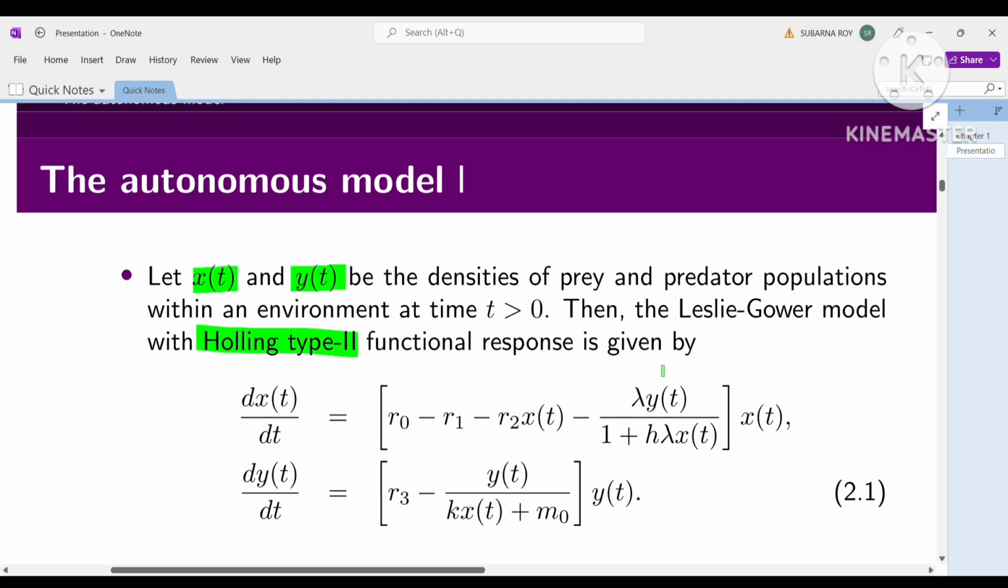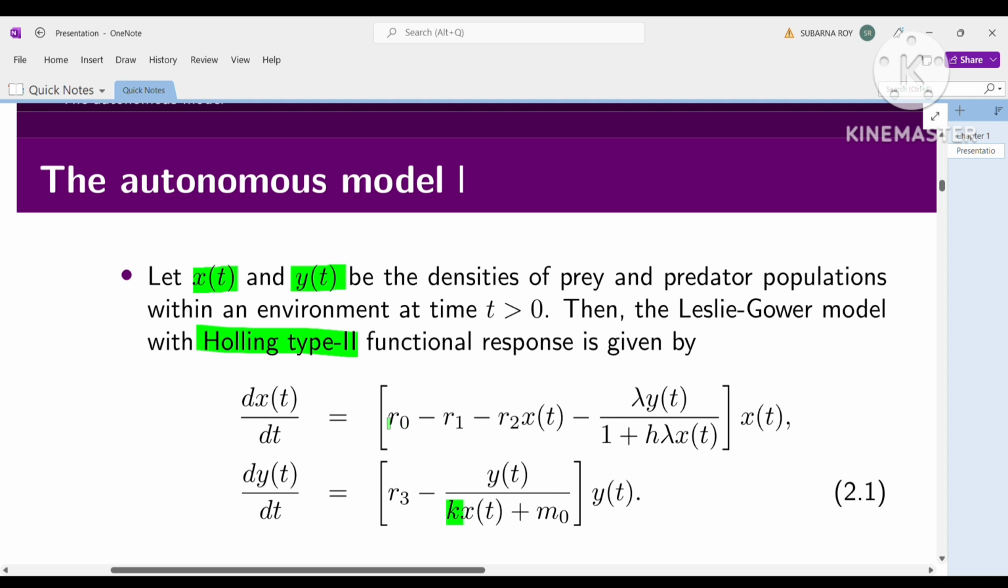So in the Lotka-Volterra model there is a direct consumption of prey population by predators, that is this functional term, the interaction between prey and predator population, lambda x(t) y(t) divided by 1 plus h lambda x(t), and it will convert the biomass by a conversion factor. So here k represents the role of conversion factor from prey biomass to predator biomass.